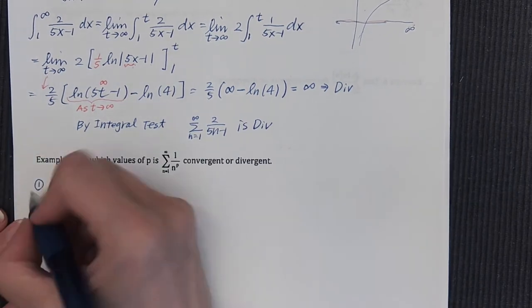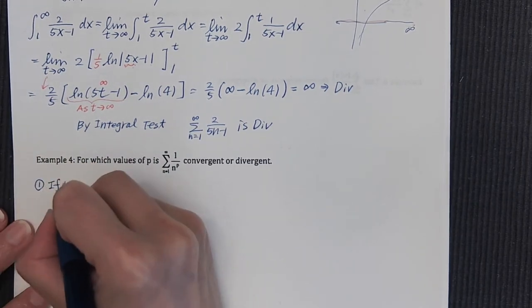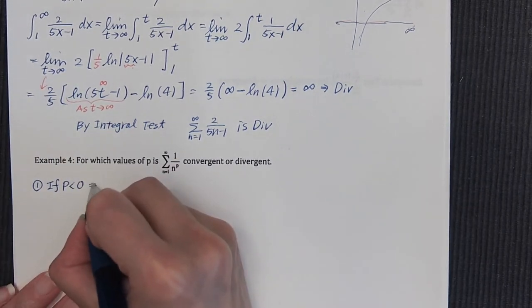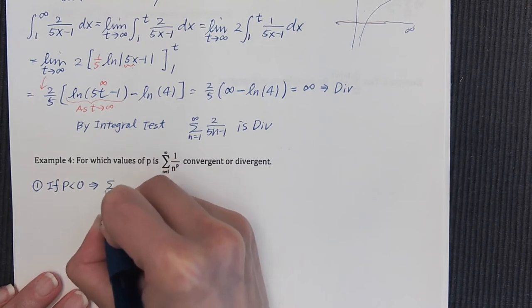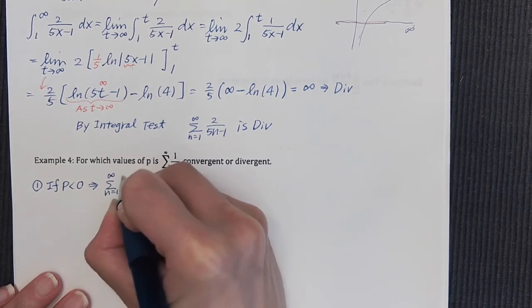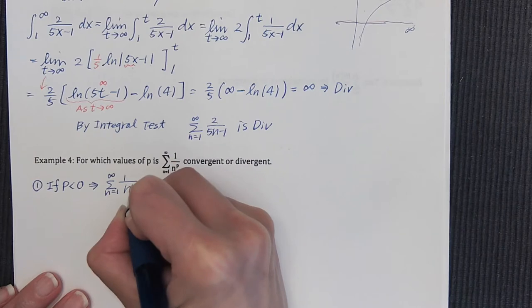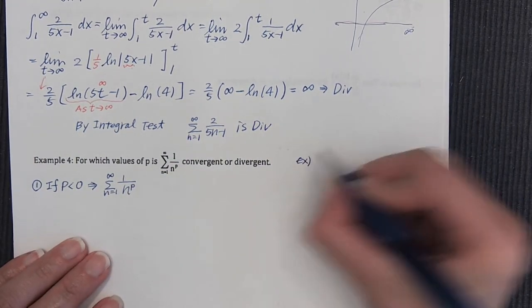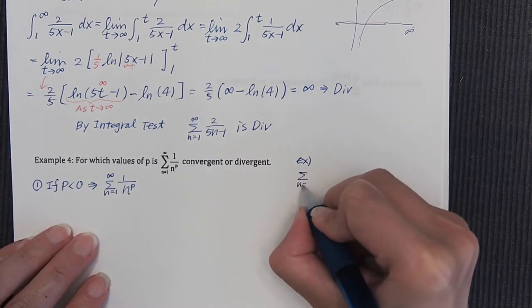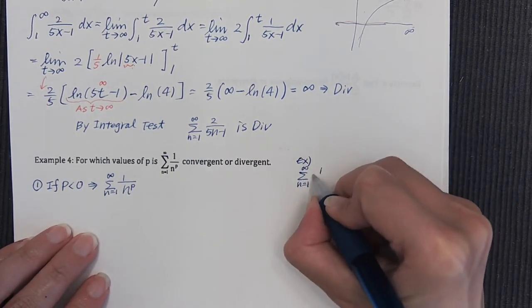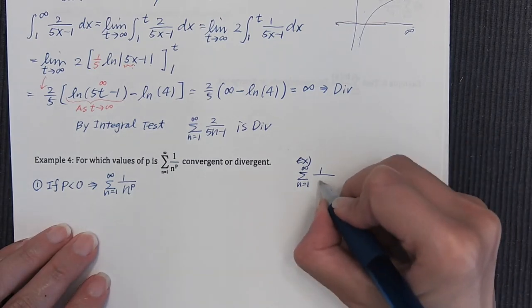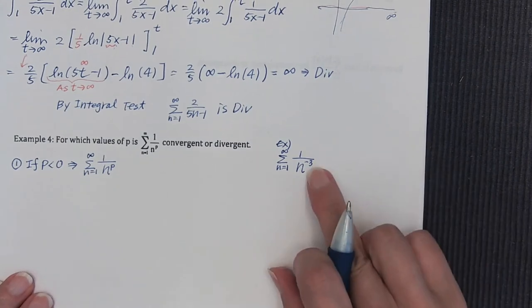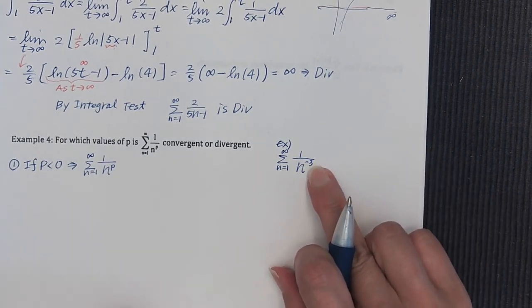Number 1, if P is a negative number, then what does that mean? The summation n equal 1 to infinity, 1 over n to the power P. Think about that way, though. Like an example. Let me write for you. Summation n equal 1 to infinity, 1 over n to the minus 3 or something. Think about my P is a negative number. So what does that mean, this guy?